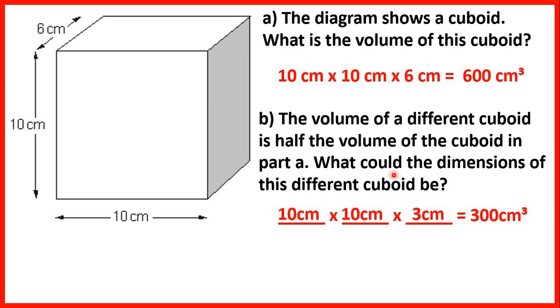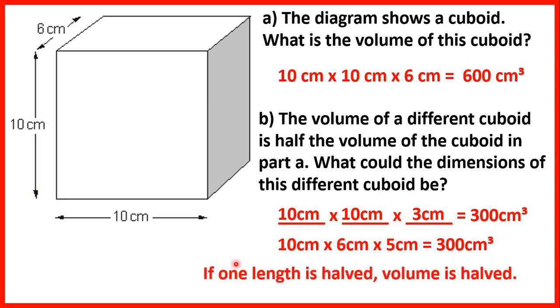So notice, to halve the volume, we only need to halve one length, and we can leave the other two lengths the same. We could also have a volume of 300 if we had 10 times 6, so that's 60 times 5. So if one length is halved, volume is halved.